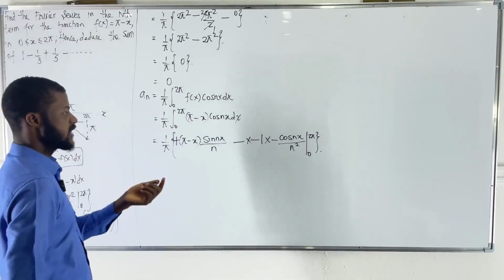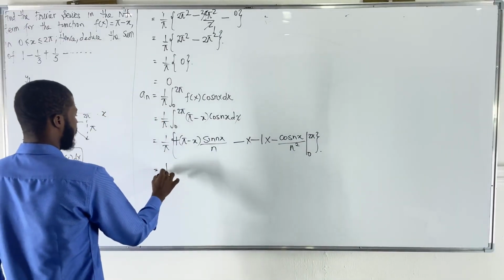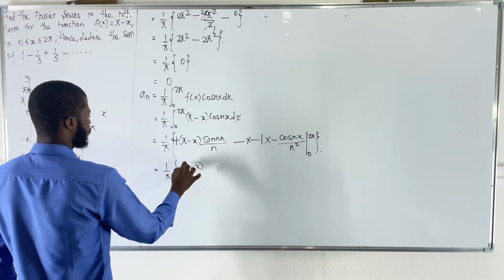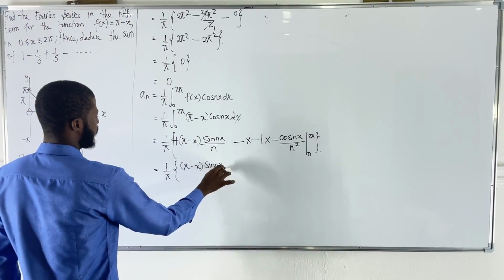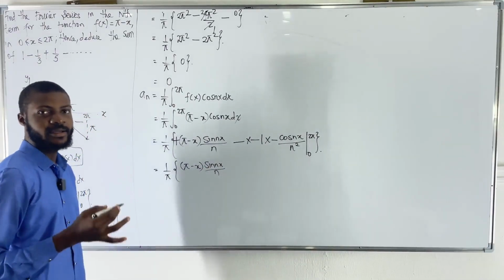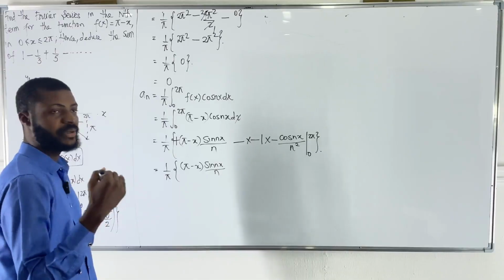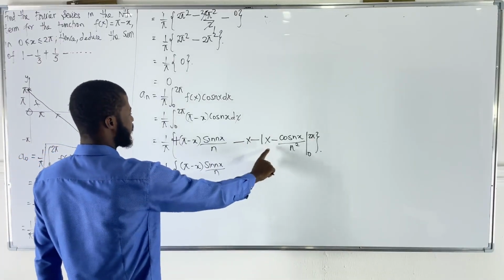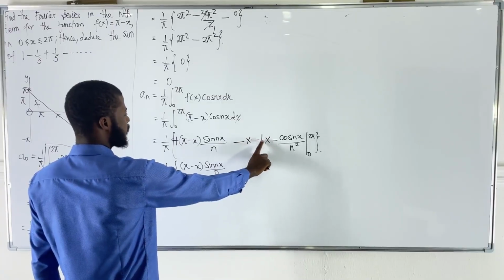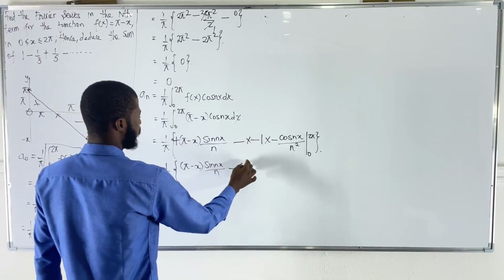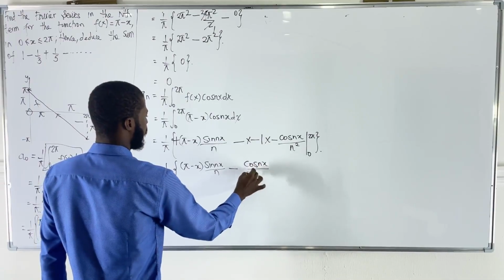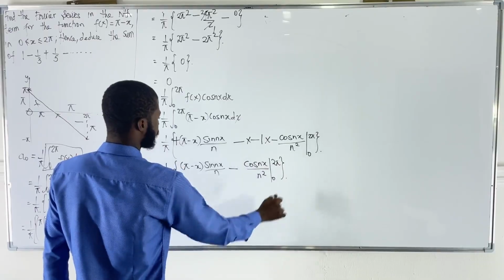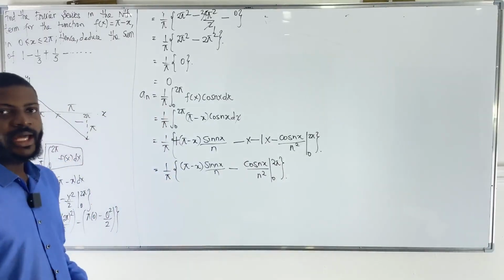All right. So let's see where this will lead us to. So this is 1 over pi. Then we have our pi minus x sine nx divided by n. I advise you watch the videos from the beginning of the playlist. It's very important. Now, if you multiply all the minuses here, minus times minus is plus, plus times minus is minus. And this is cosine of nx over n squared from 0 to 2 pi.